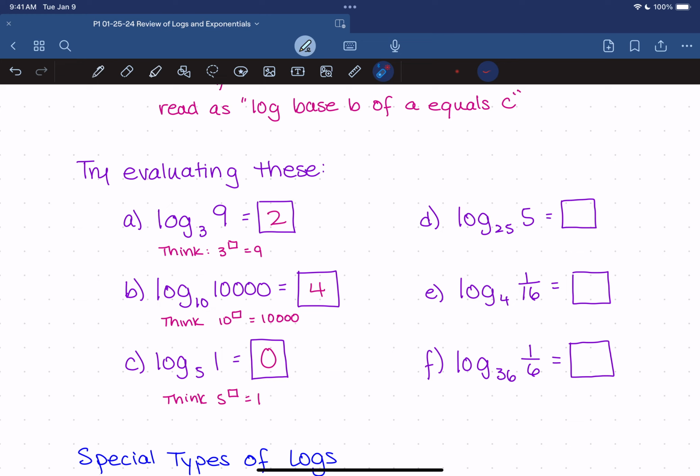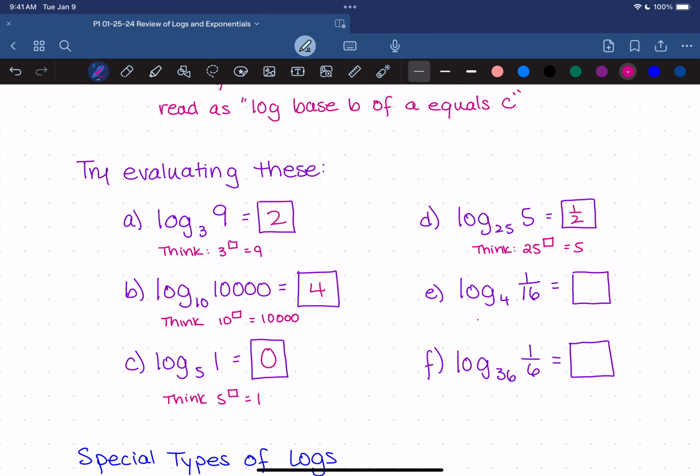Now, the second column gets a little tricky. Again, pause the video if you're like, okay, I think I got it, I want to try these. They are a little trickier, but give them a shot. And here are the answers. For this one, we're going to think 25 to what power is 5? Well, the square root of 25 is 5. And then we know square roots are the same thing as an exponent of 1/2.